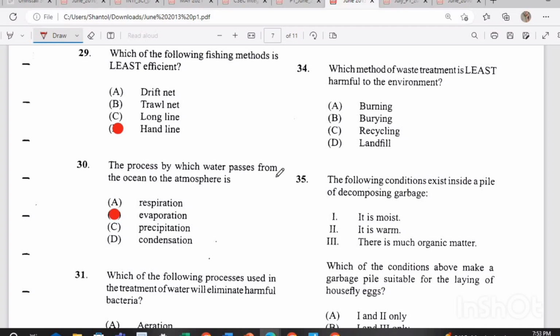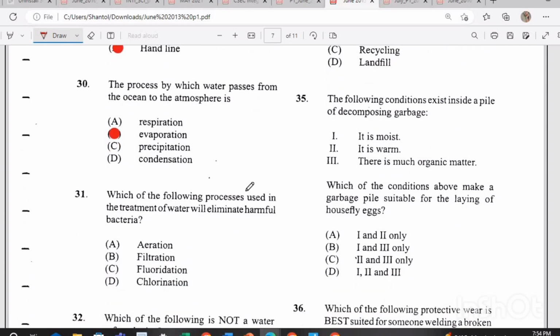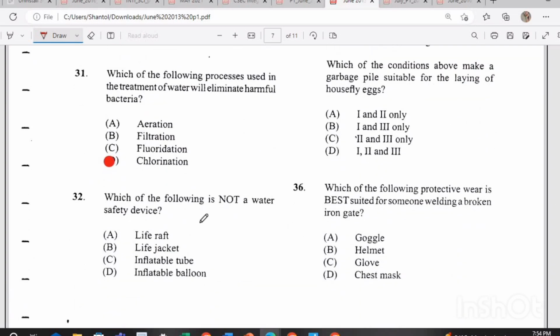Question 31. Which of the following processes used in the treatment of water will eliminate harmful bacteria? Is it aeration, filtration, fluoridation, or chlorination? The answer is D, chlorination. Adding chlorine to water will kill bacteria.